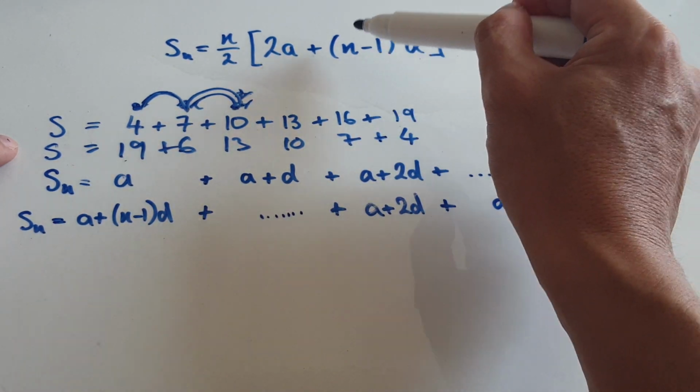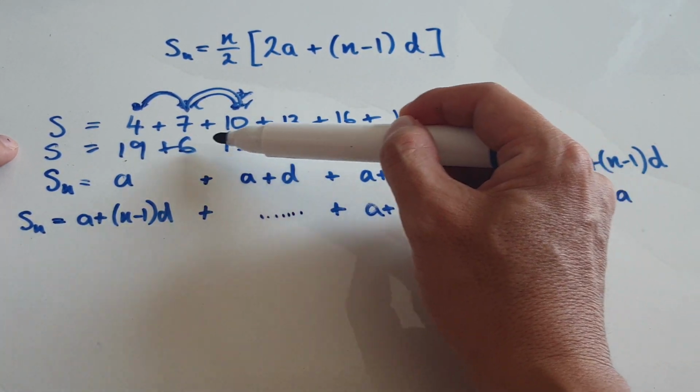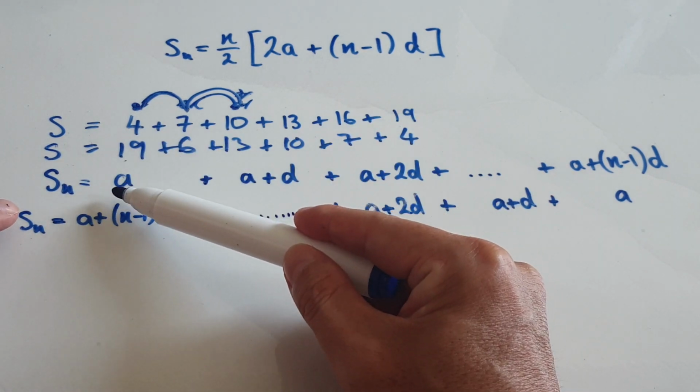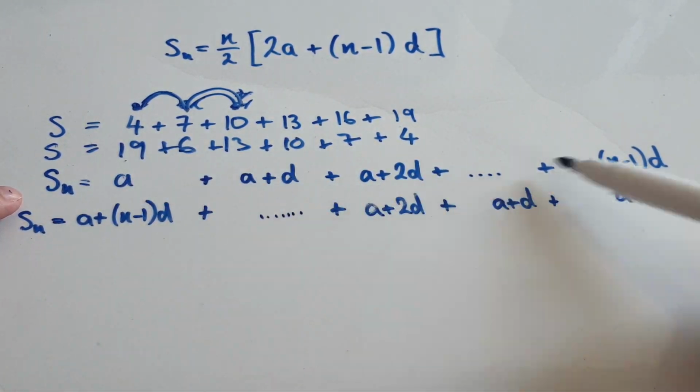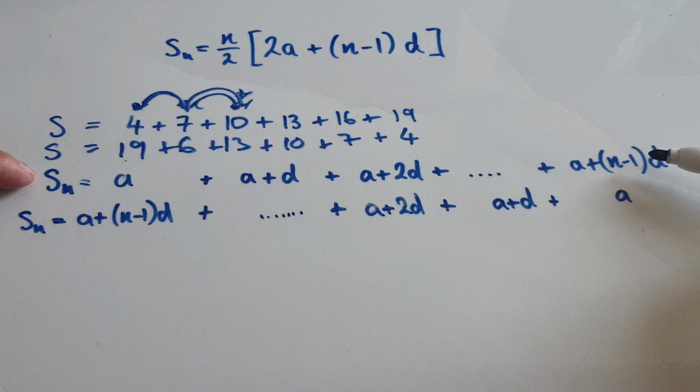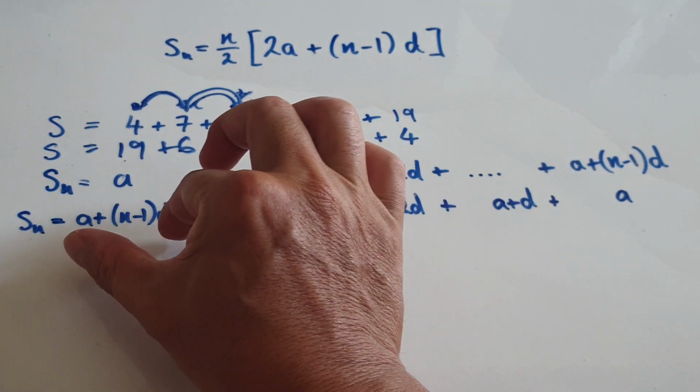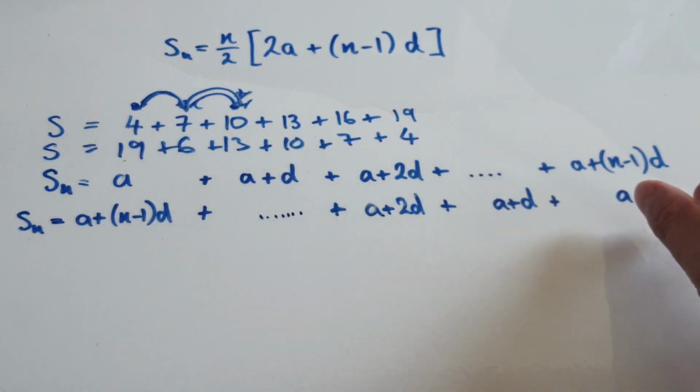So the trick to coming up with this formula is to rewrite the whole thing backwards. So this is our sequence here, up to n. So rewrite this backwards. So the last term becomes the first one, and the first term becomes the last one.